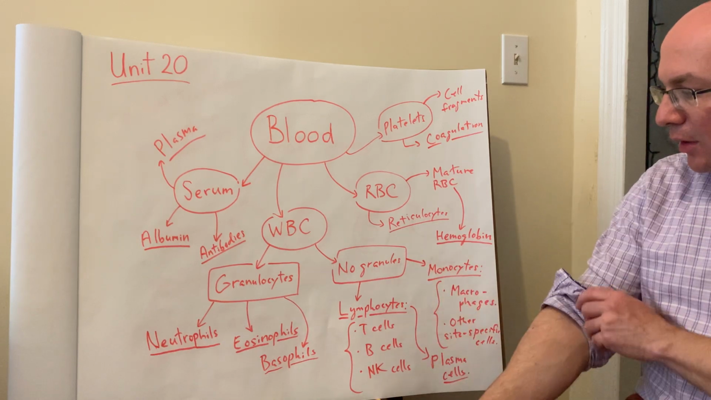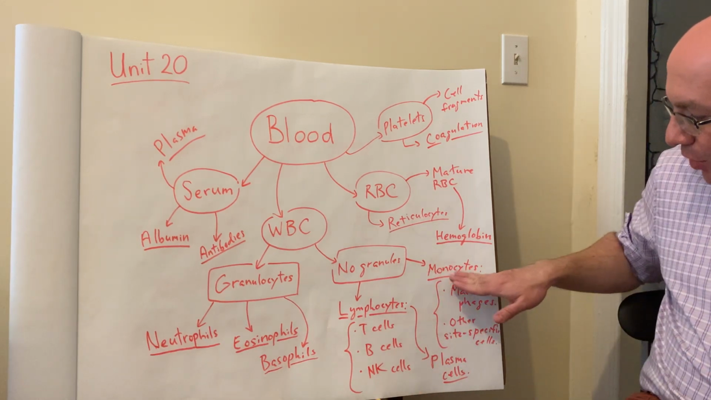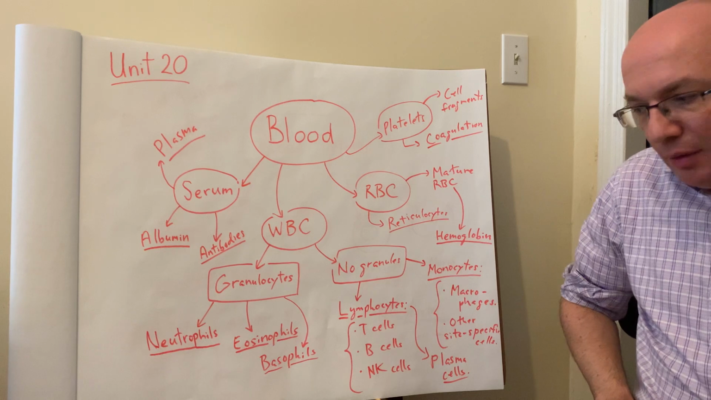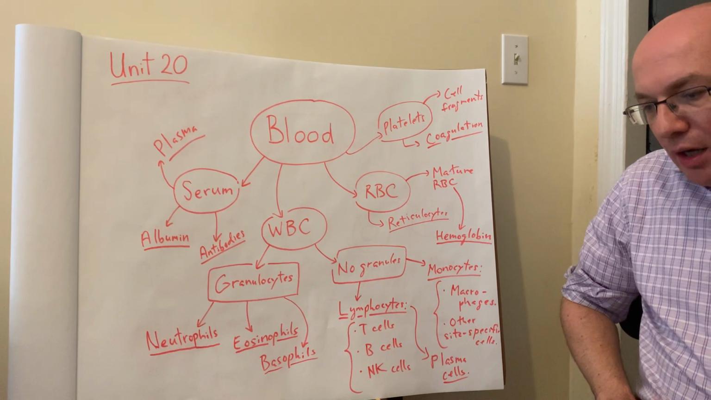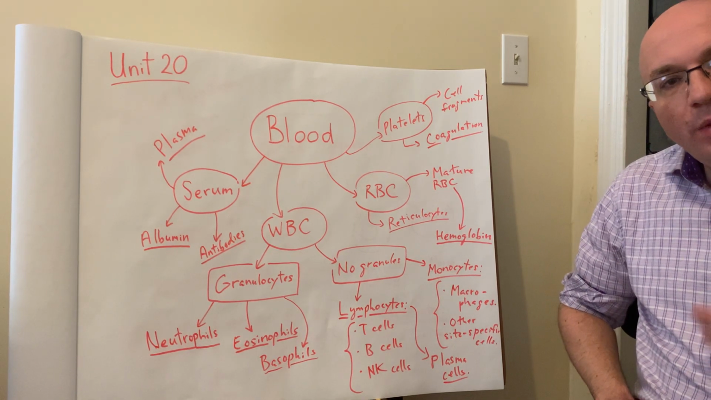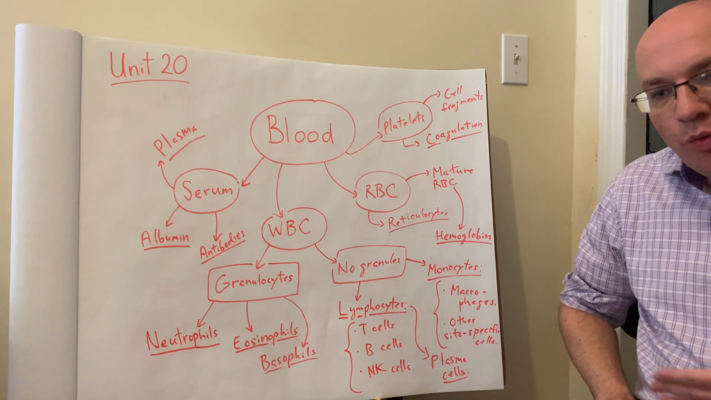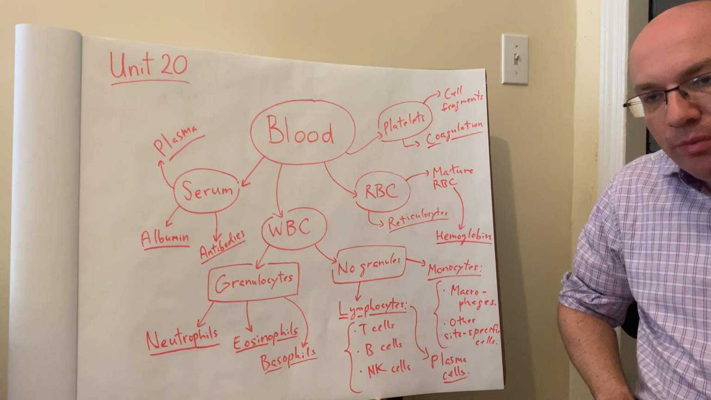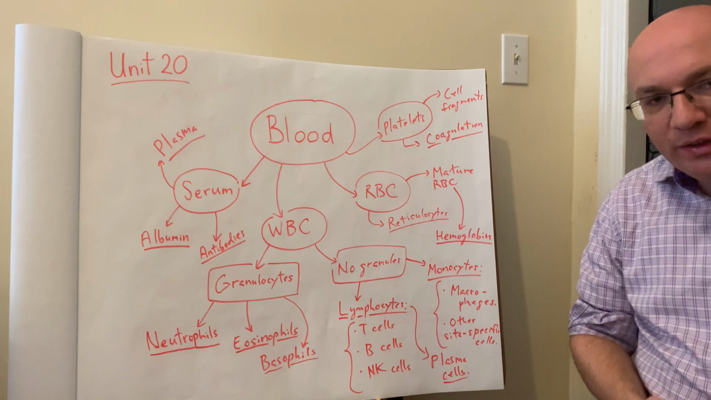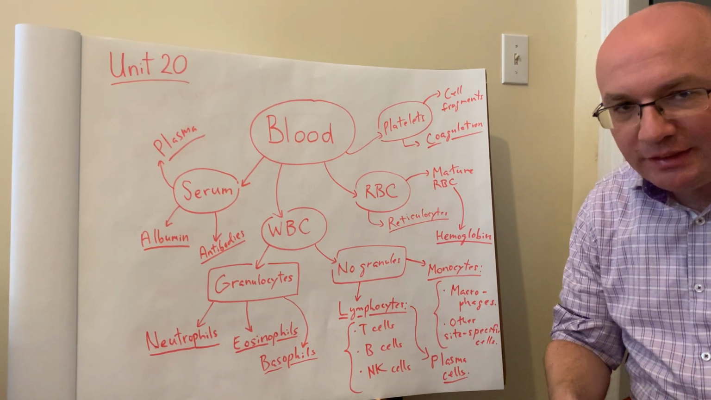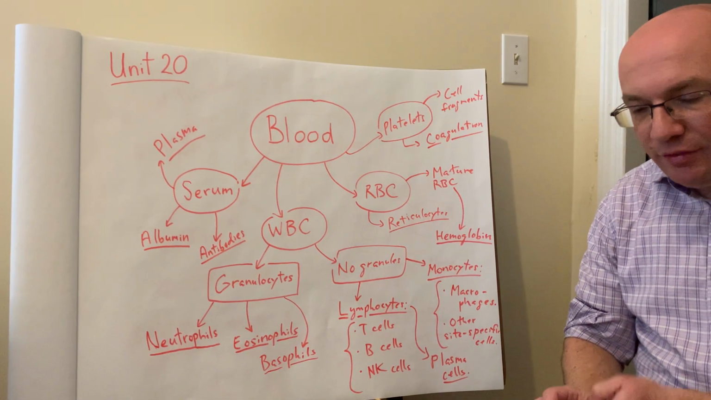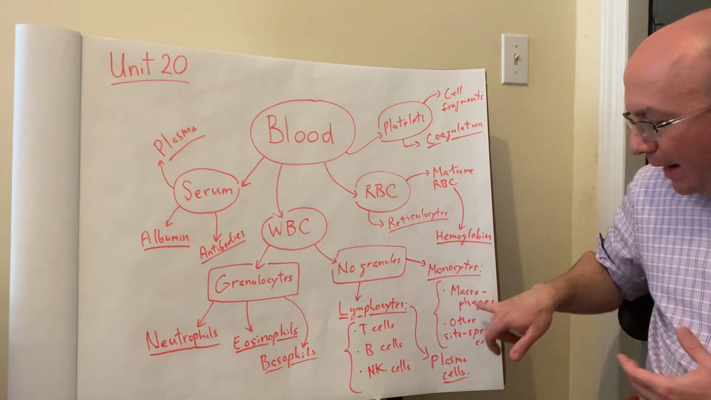Another type of cell without granules is a category of monocytes. These are commonly known as macrophages when they're found in the tissue. So when monocytes are just traveling throughout the body, these are white blood cells kind of looking for infections. Once the monocyte finds infection, it exits out from the blood vessel into the tissue. It is now called a macrophage.